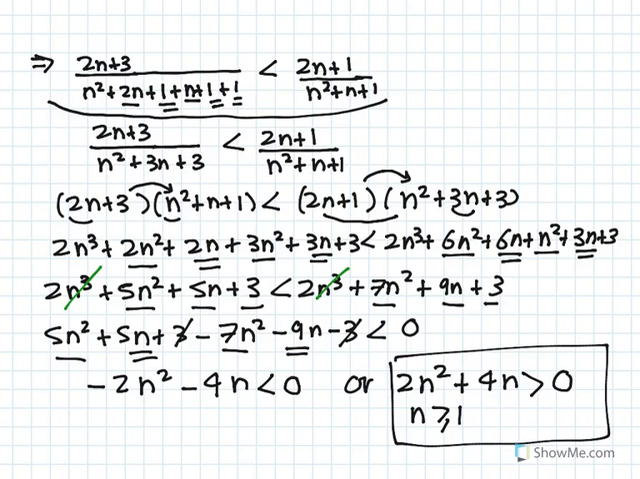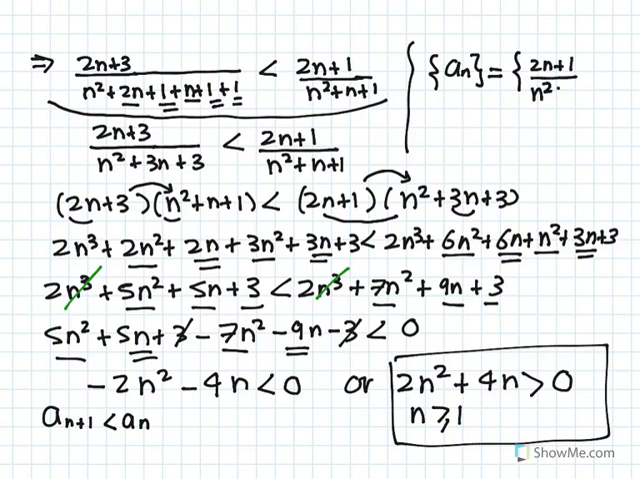All right, so what we have shown is that a_{n+1} is less than a_n, which means this sequence a_n is equal to (2n+1) divided by (n squared plus n plus 1) is a decreasing sequence, decreasing for all n larger or equal to 1.